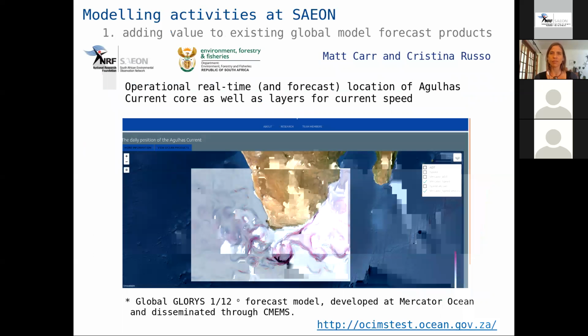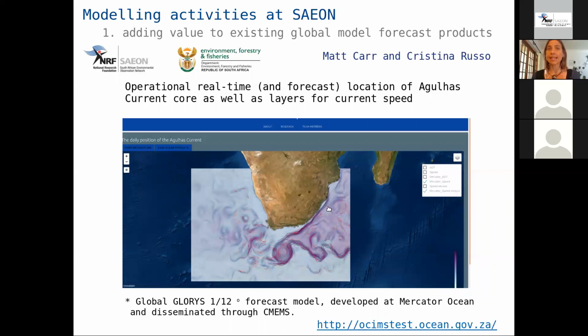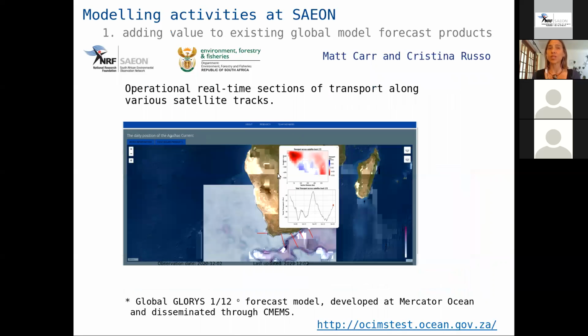So I took some very quick screen grabs yesterday on a test web server that Matt Carr and Christina Russo have developed that demonstrates how we have added value to existing global model and satellite products. So Christina has developed an algorithm to locate the Agulhas Current core, as well as its edges. And these have been operationalized and are disseminated on this test server, which you can have a look at. Here's the website. She's also got sections of velocity and transport of the Agulhas current.